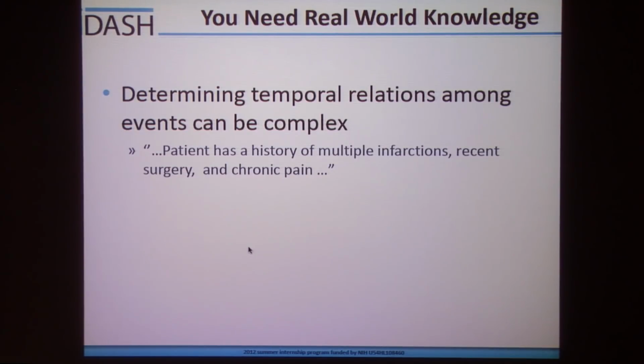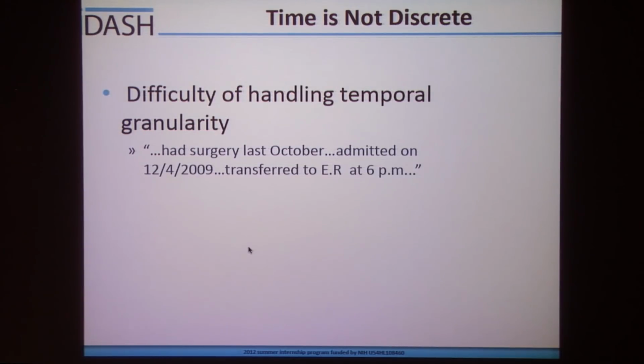Also, determining temporal relations among events can be complex. Sometimes you need a lot of real-world knowledge, even deep semantic knowledge. Sometimes, in this domain, you even need specific medical knowledge. So in a sentence like this, the patient has a history of multiple infarctions, recent surgery, and chronic pain. How would you relate these events in time? Think about how much reasoning and context goes into deciding when exactly those things occur.